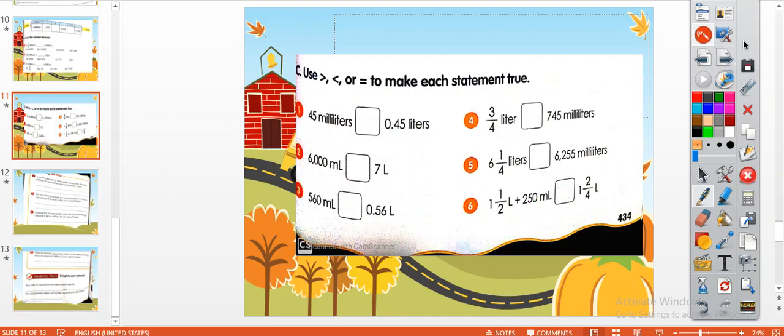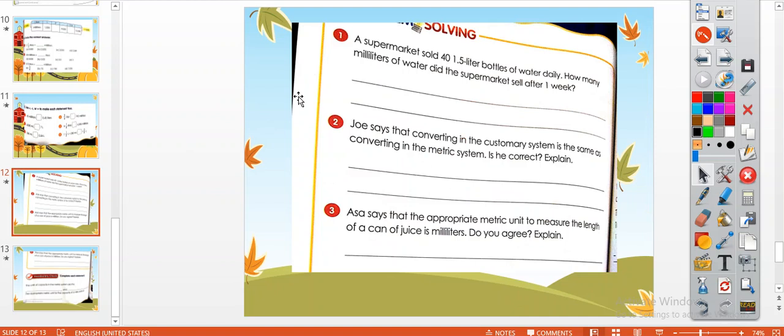Finally, the last page. Okay. A supermarket sold 40 of the 1.5 liter bottles of water daily. How many milliliters of water did the supermarket sell after 1 week? Well, it's a compound question, so you're just going to think about it.